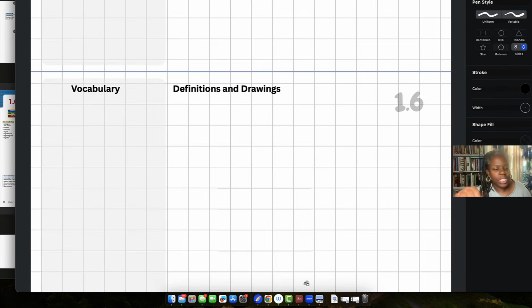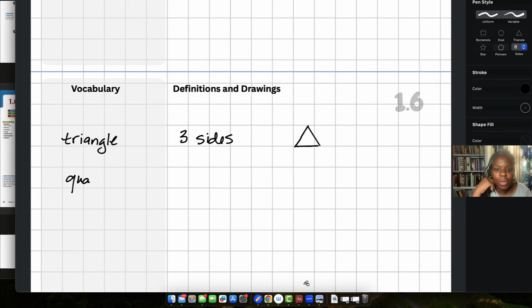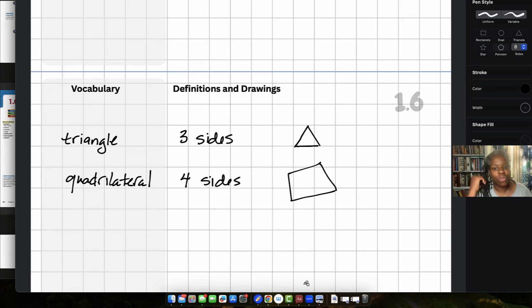Regular polygons are polygons that are both equilateral and equiangular. So the next thing we need to talk about is names of polygons that we're probably familiar with. So the first one we'll talk about is the triangle. We know it's got 3 sides. Then we have the quadrilateral, which has 4 sides. So any 4-sided figure is called a quadrilateral. We also have the pentagon, which is a 5-sided figure.